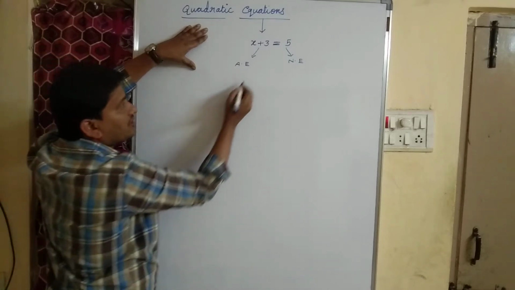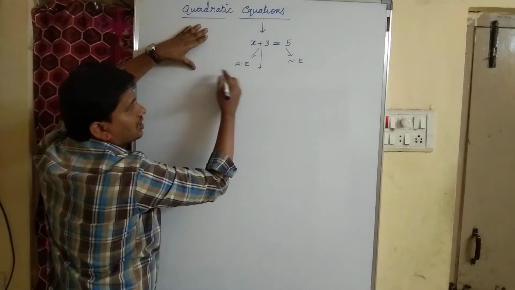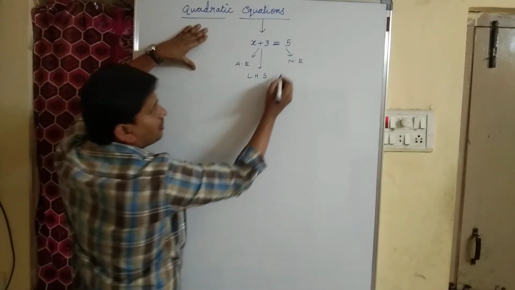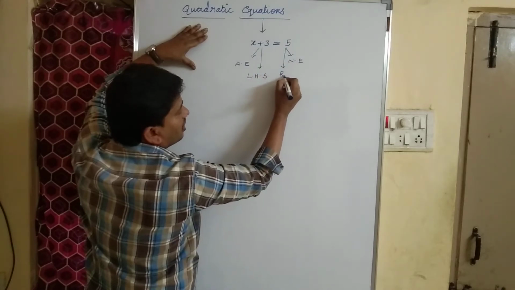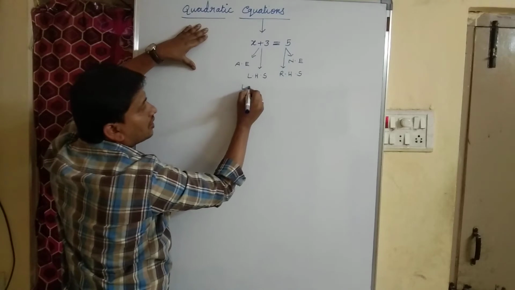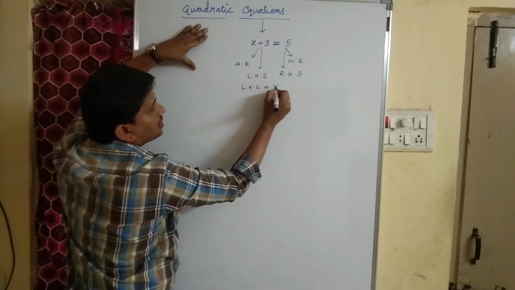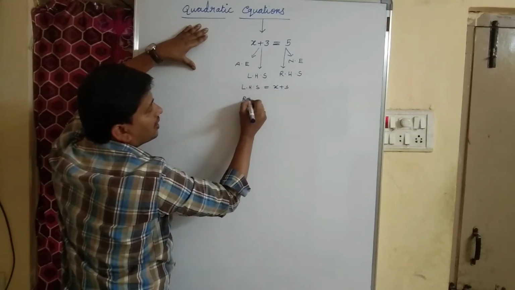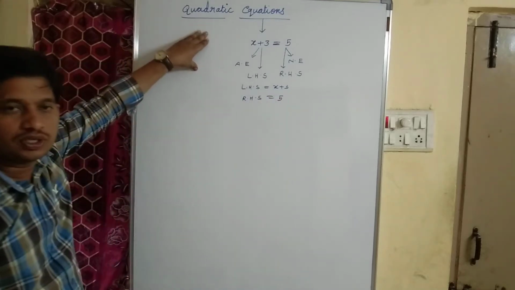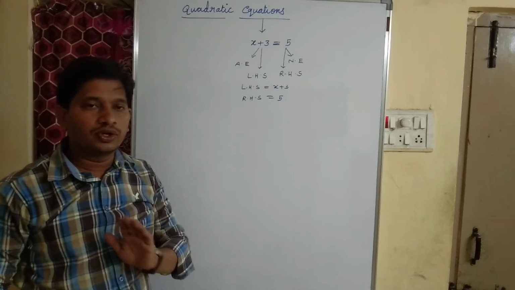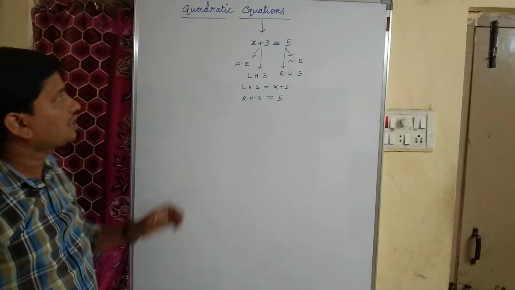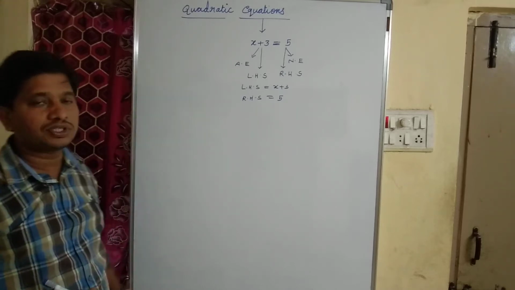So, the expression to the left hand side of the equal sign is called LHS. The expression to the right hand side of the equation is called RHS. Here, LHS equal to x plus 3 and RHS equal to 5. That we have discussed in our lower classes only. So, I guess you understood what an equation is. Now, my point is, what do you mean by quadratic equation?